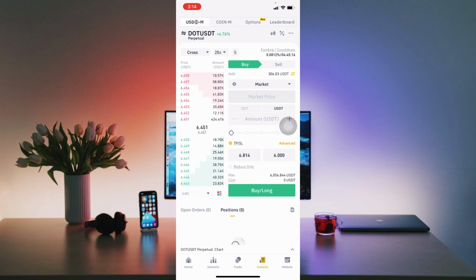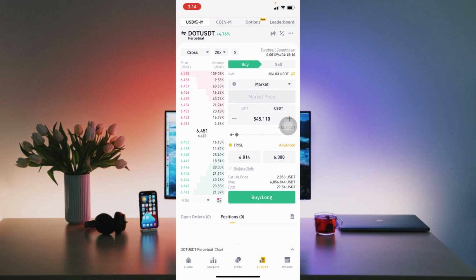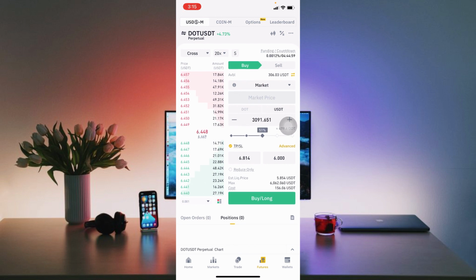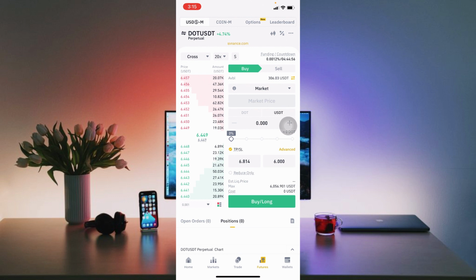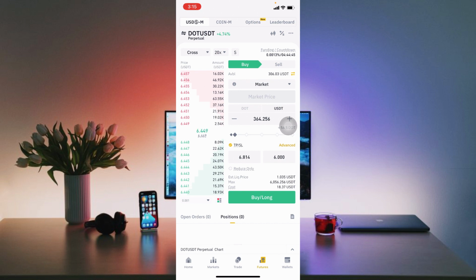To do this, you can see we have something here like a triangle, and just below the triangle we have TP/LS. TP stands for take profit, LS stands for stop loss. Once you are dragging this thing, you can see the numbers on top of the buy/long changing. Let me explain this. In forex, we have something we call lot size, and in Binance Futures we call it cost, the amount you are willing to invest to trade that particular currency pair.